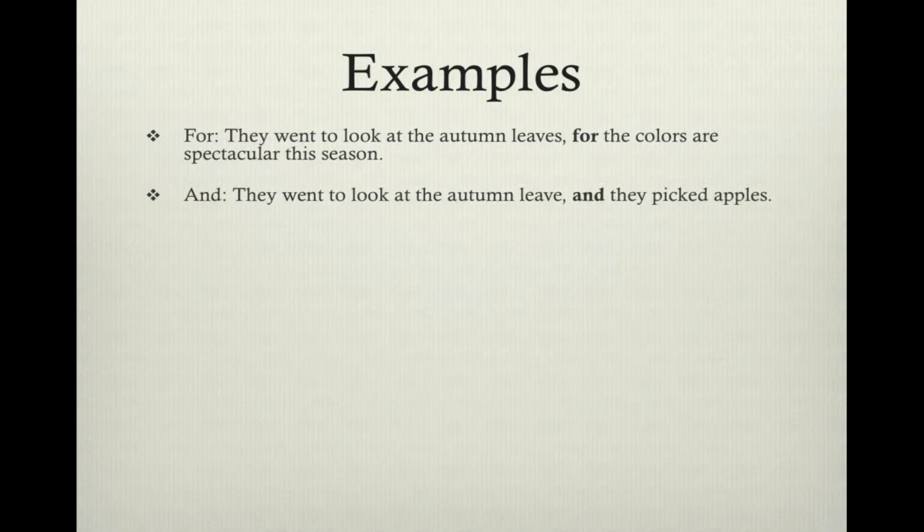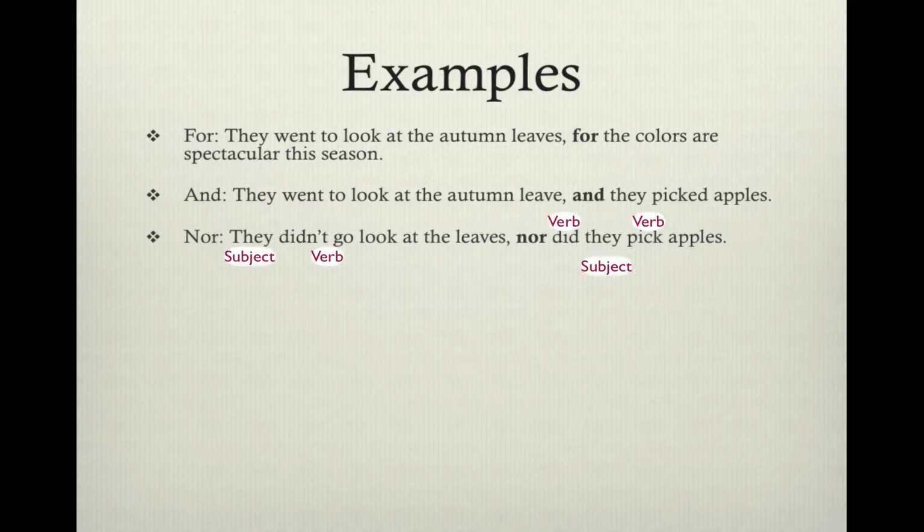All right, let's take a look at and. Again, we have two subjects and two verbs. And this is an addition of information. So what else did they do in addition to looking at the autumn leaves? Well, they also picked apples.